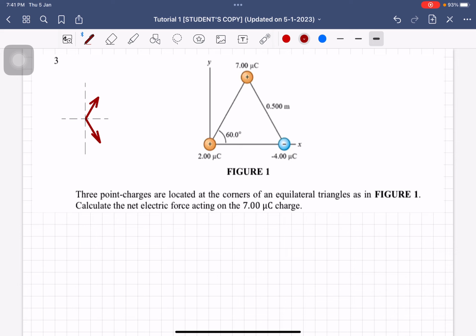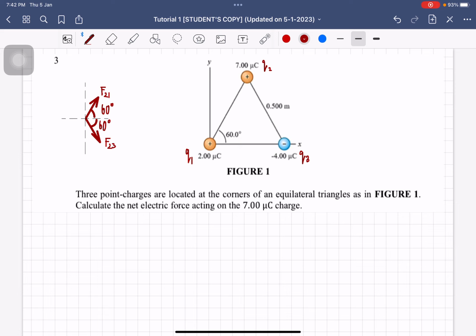So basically there's going to be an angle. So the angle 60 degree would be here, and here as well. So I'm just going to label them directly as 60 degree. I'm going to label this as Q1, Q2, and Q3. Okay, so this is force on charge 2 due to 1. This is force on charge 2 due to 3.